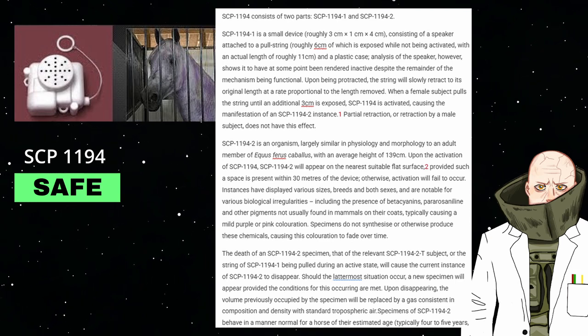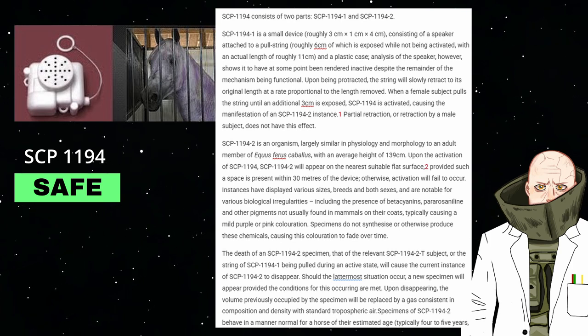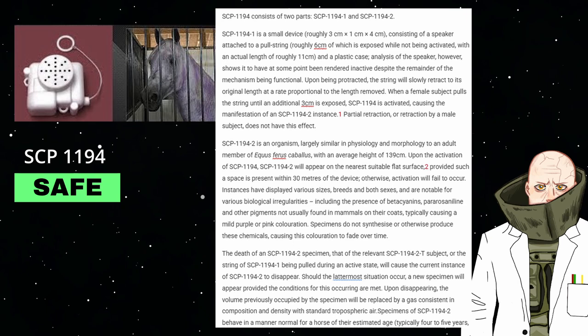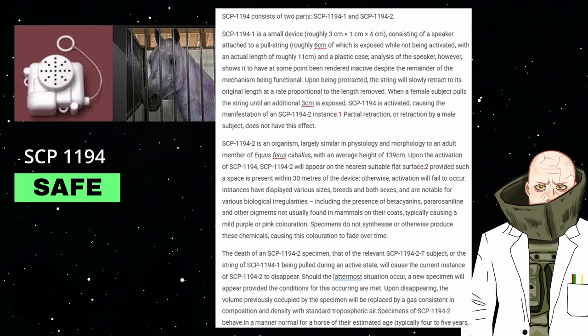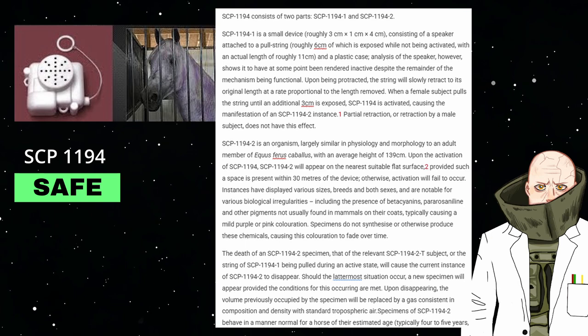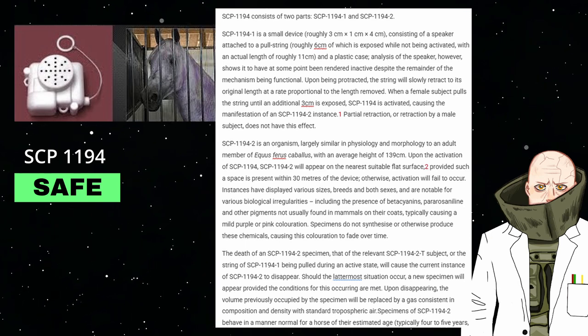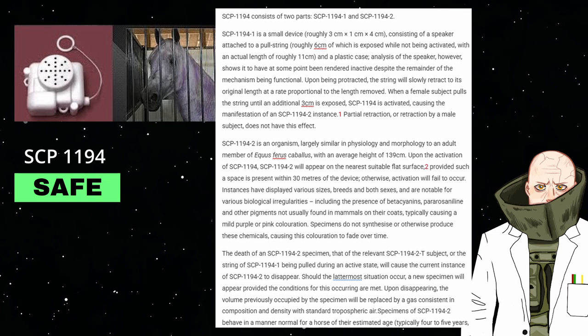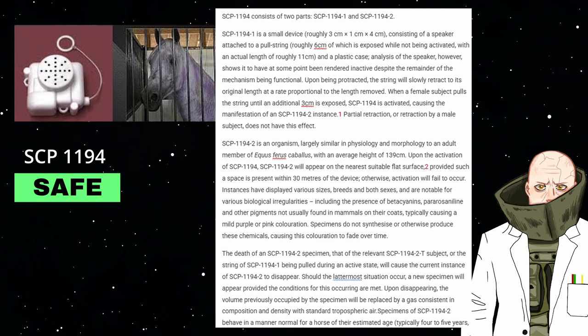1194-2 is an organism, largely similar in physiology and morphology to an adult member of Equus ferus caballus, with an average height of 139 cm. Upon the activation of 1194, 1194-2 will appear on the nearest suitable flat surface, provided such a space is present within 30 meters of the device, otherwise activation will fail to occur.